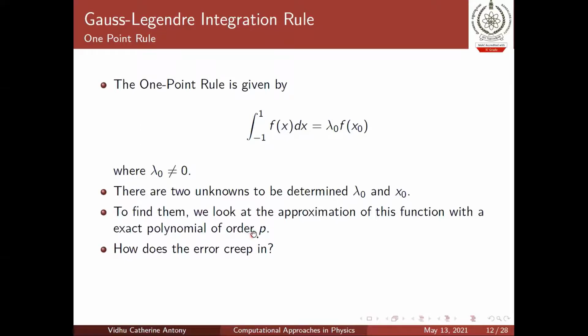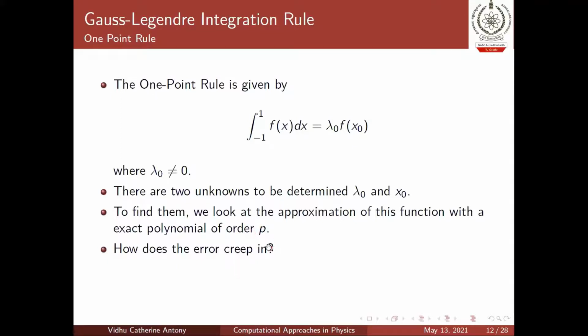Then we will look at a polynomial of order 1. If the polynomial is in variable x, you say x. Then we would look at a polynomial of order 2, but here, what are we looking at? We just have a lambda naught and f of x naught. So we will be stopping at order 1.